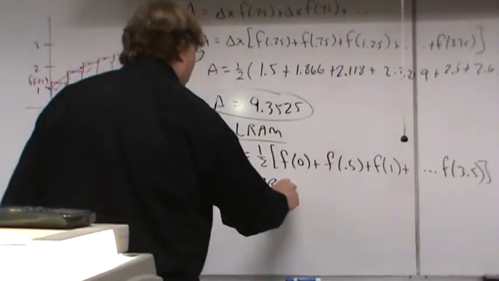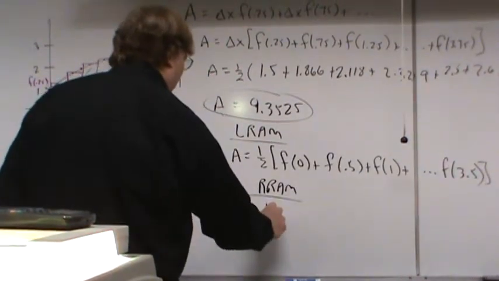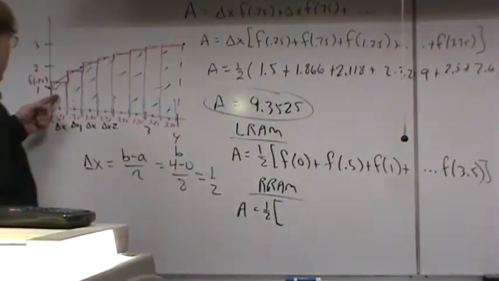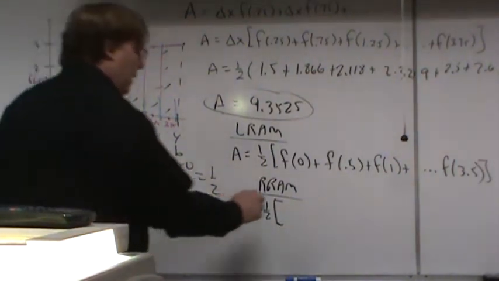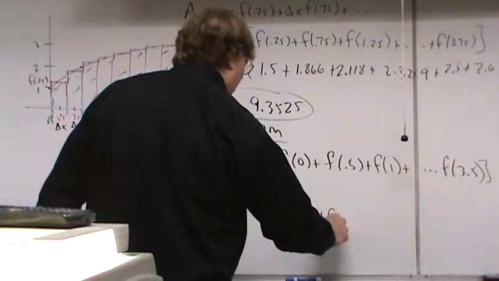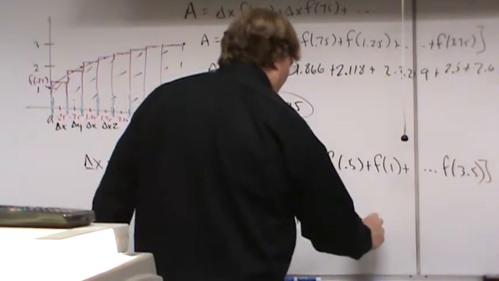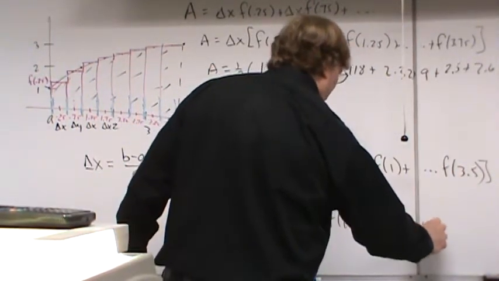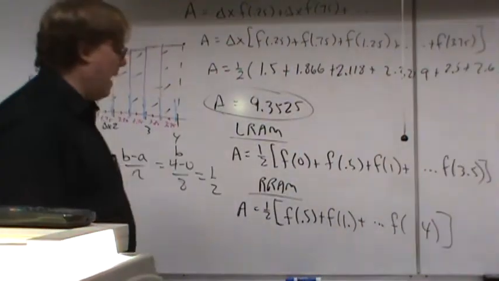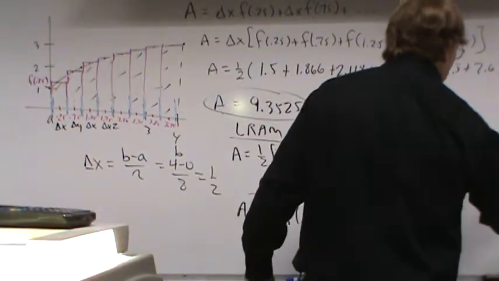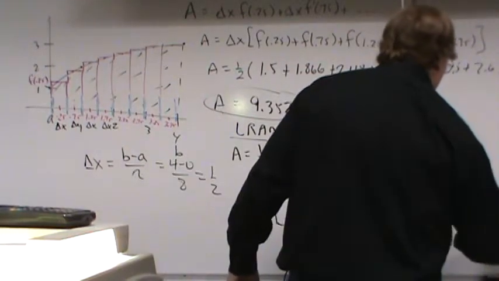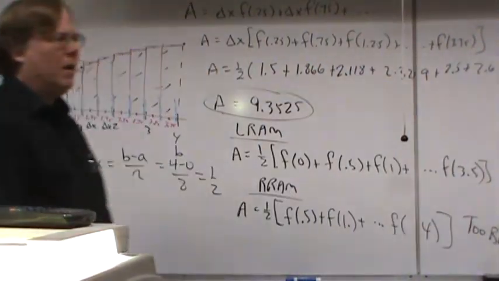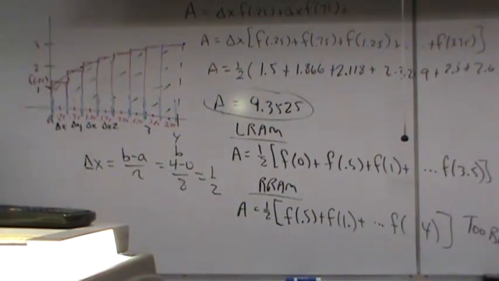Whereas RRAM, your area would have been 1/2 times the first rectangle, its height would have been f of 0.5, and then f of 1 all the way to f of 4. And this guy would have been too small, and this guy would have been too big. By the way, what is it about this graph that lets me know that LRAM is going to be too small and RRAM is going to be too big? What about this graph makes it so that LRAM is too small and RRAM is too big?